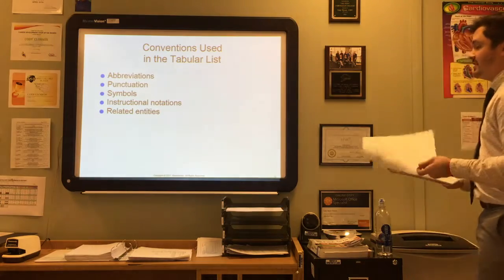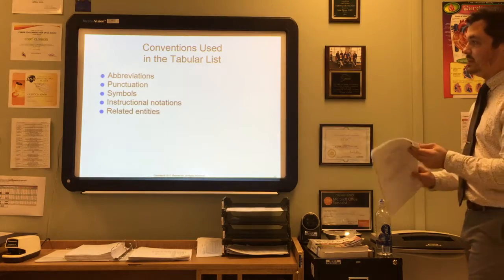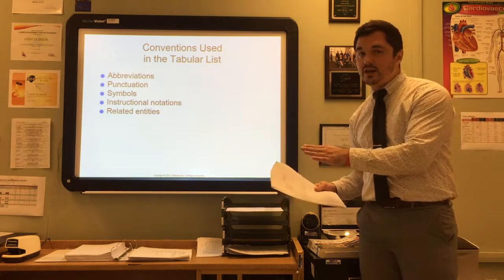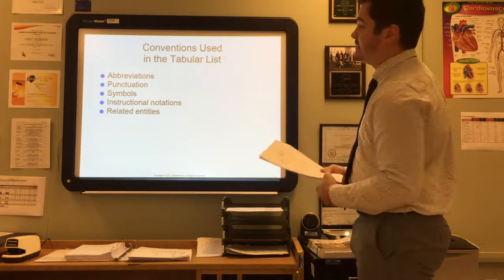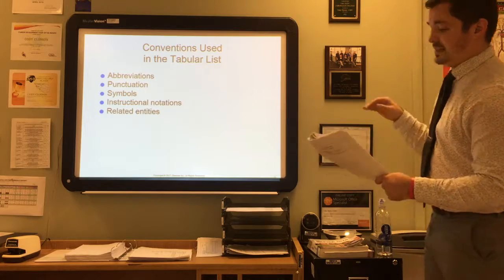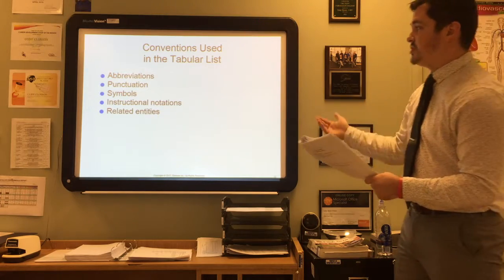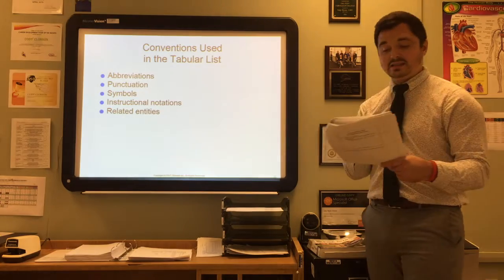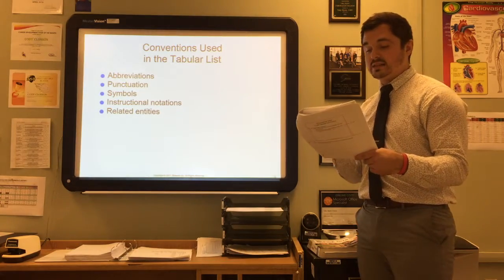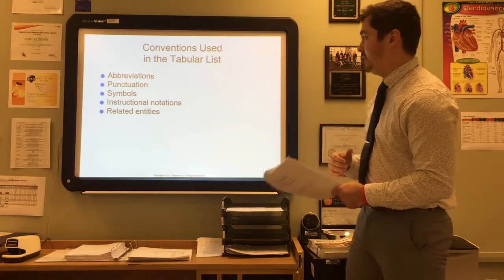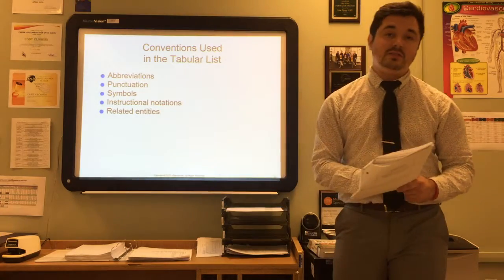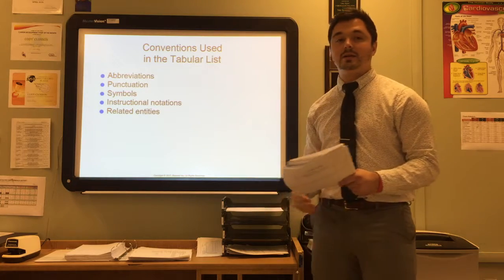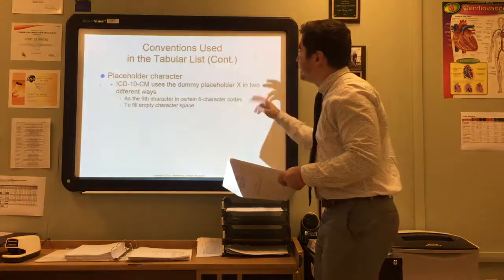So there are different conventions that are used in the tabular list, and we'll talk about this for a little bit. So these are found in the tabular list, but they're not found in the alphabetical index, so know the difference. In the tabular list, you can see things like abbreviation, punctuation, symbols, instructional notations, and related entities. So understanding the meaning and using them as guides are a crucial part to accurate coding. So not just being able to locate it in the alphabetical index and pick a code, but taking it from the alphabetical index, looking at the tabular list to really get a specific code.